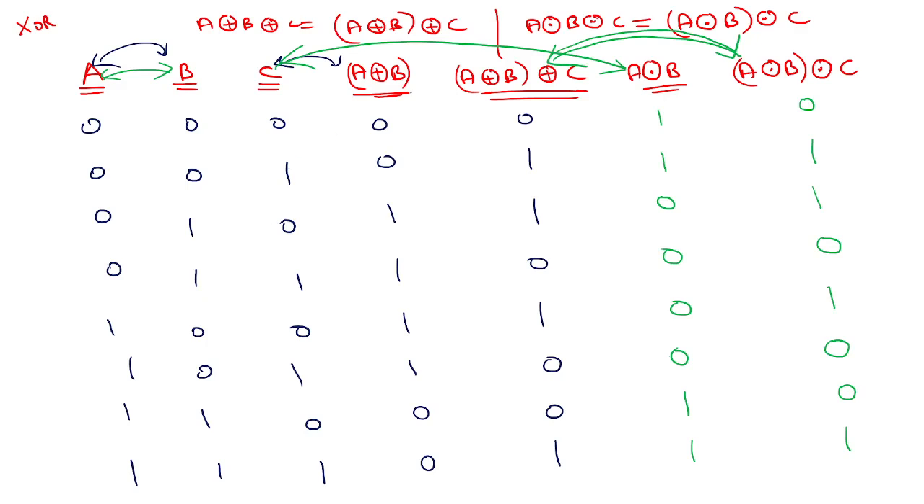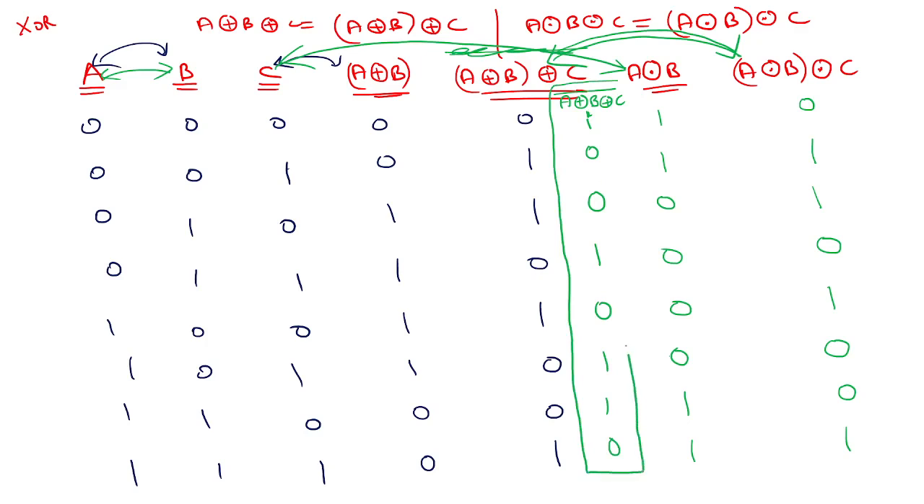Right? So if you calculate, XNOR means you have to take the complement of this. I'll just write it here. A XOR B XOR C complement means, obviously, you have to complement this: 1, 0, 0, 1, 0, 1, 1, 0. Okay, this is the XNOR of ABC. So if somebody asks what is the XNOR of ABC, you find out XOR of ABC, then take the complement.